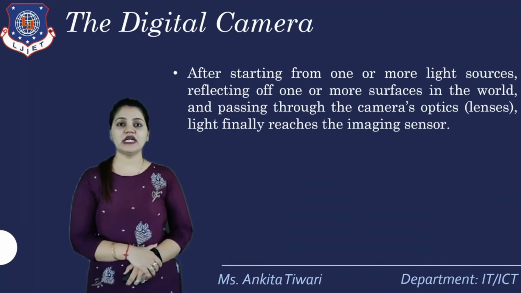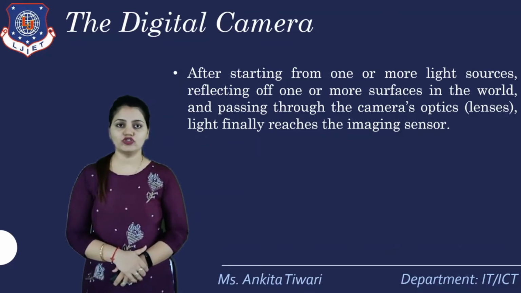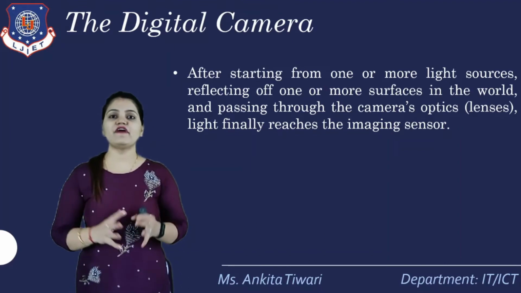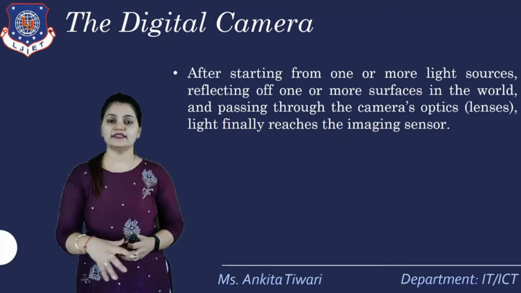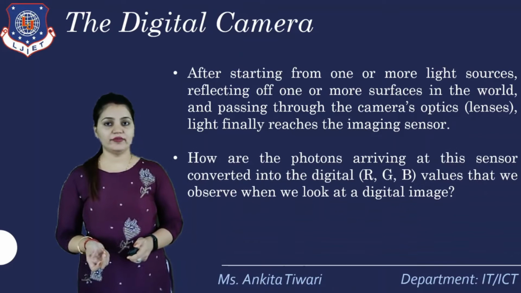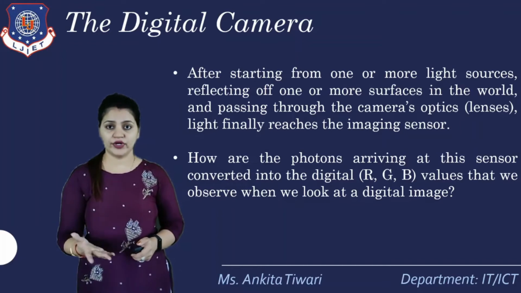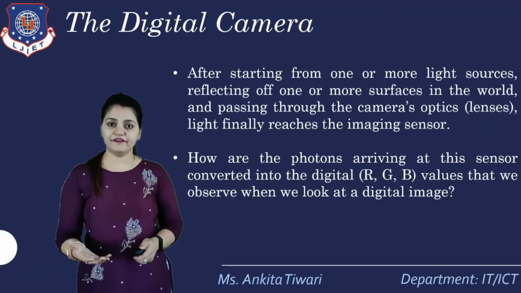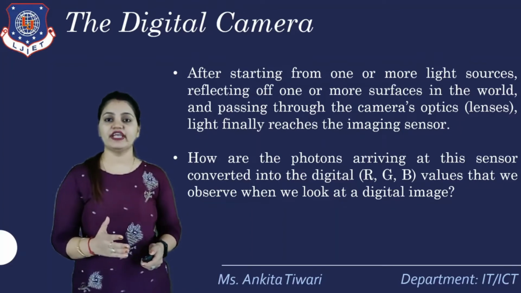Starting from one or more light sources, the light reflects off one or more surfaces in the world and passes through the camera's optics, where the light finally reaches the imaging sensor. Now we'll talk about the imaging sensor, how the sensor will take the image and how it will respond to the light sources available. The photons arriving at the sensor are converted into digital values, that is RGB. We know the RGB model, where values are defined for the RGB colors, and we observe this when we look at a digital image.